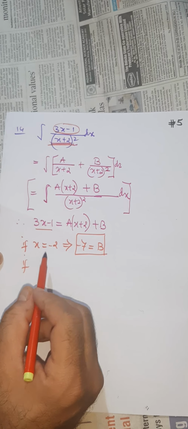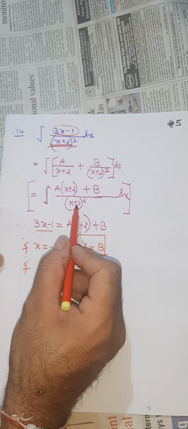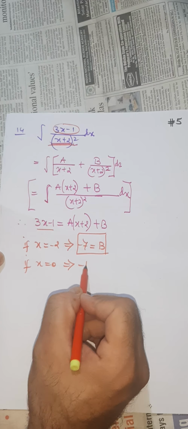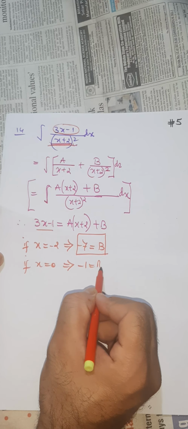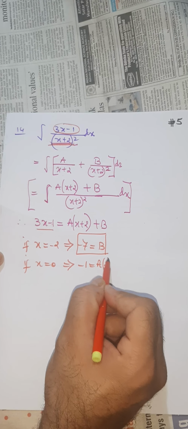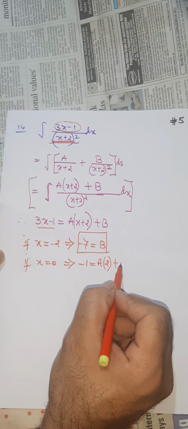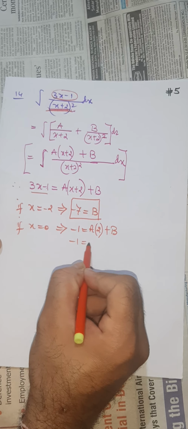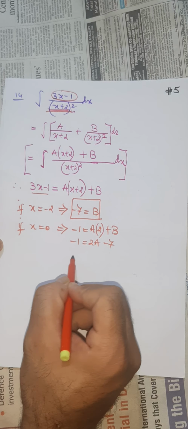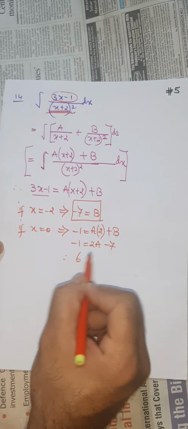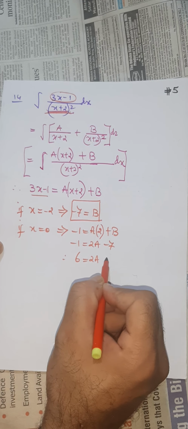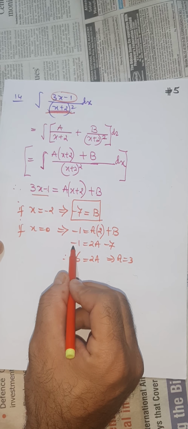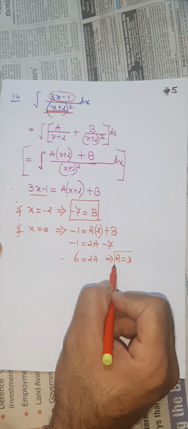One more you need to take. Now your minus 2 is already taken, so you can take 0. So let me take 0 here. If I take 0, this is minus 1. You have put 0 here, this is 2a plus b. Now b you know, so this is minus 1, 2a, minus 7. So therefore 6 equals 2a. Minus 7 I'll take on the other side, plus 7 minus 1, 6. So a is 3.